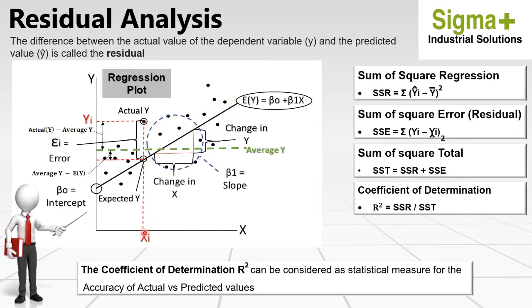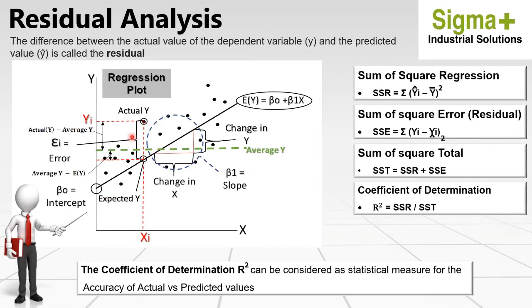For any x point for which I want to get the predicted value, I just go from the x-axis upwards till I touch the line, then I go horizontally, and then I get my predicted value. But in fact, there is what we call the actual value. So the difference between the predicted and the actual is my error.